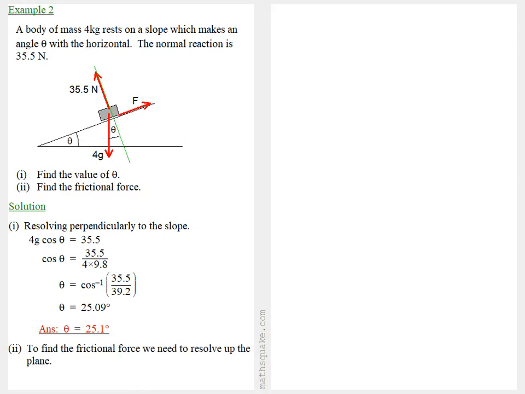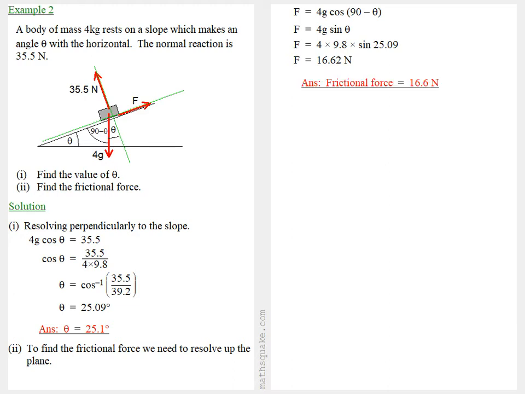Now in part 2, we're asked to find the frictional force. To find the frictional force, we need to resolve up the plane. Now the angle between the plane and the vertical is 90 minus theta. So that tells us F up the plane is equal to 4g cosine 90 minus theta down the plane. But cosine 90 minus theta is sine of theta. So F is equal to 4g sine theta. So F is 4 times 9.8 times the sine of 25.09, which is 16.62. So the frictional force is 16.6 newtons.